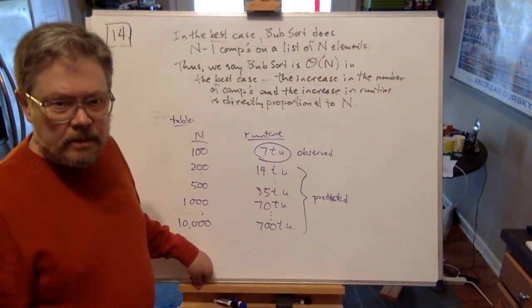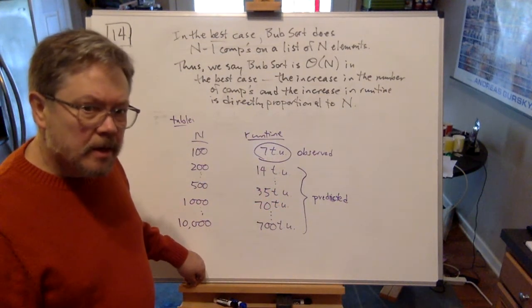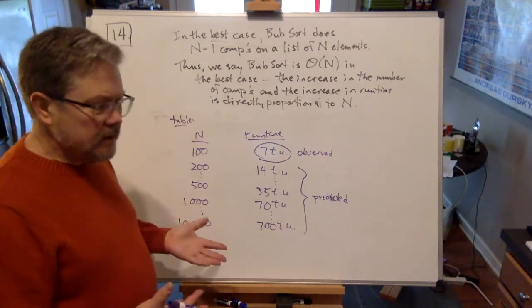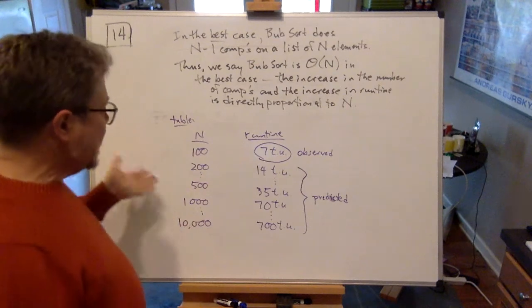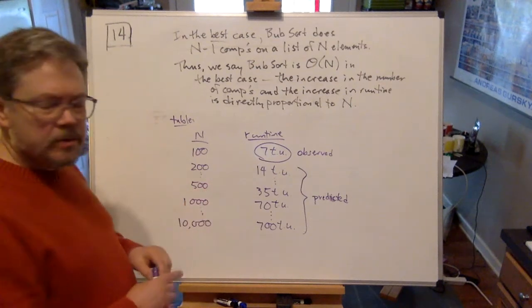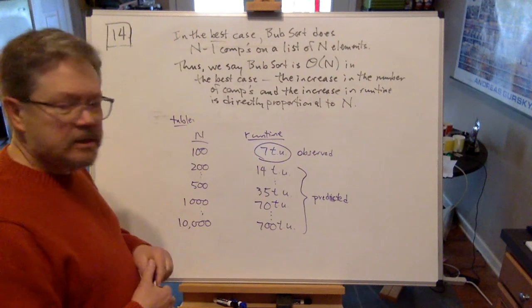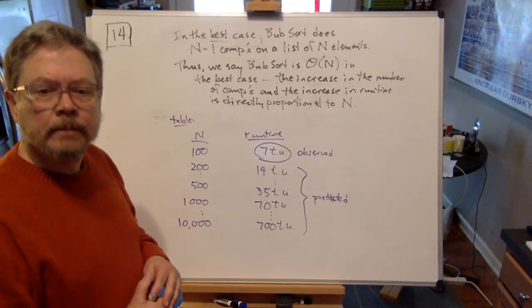That's what algorithm analysis is for, or at least part of it. We don't have to run all these cases to have a pretty good estimate of how much time it's going to take Bubble Sort to do this in the best case. And notice I keep qualifying that over and over again. How many times have I said best case in this video? Bunch of times.